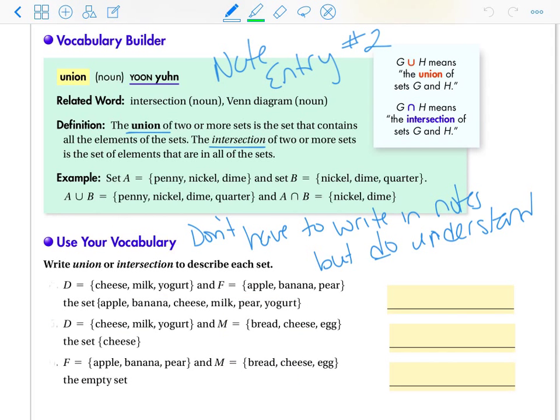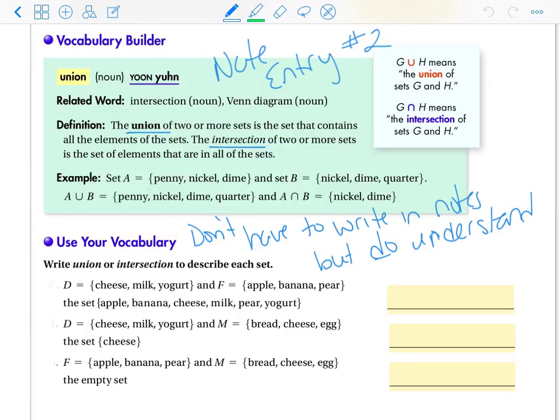Next thing I'd like you to put in your notes is the definition of union and intersection. A union of two or more sets is a set that contains all the elements of the sets, whereas the intersection of two or more sets is the elements that are in all the sets.